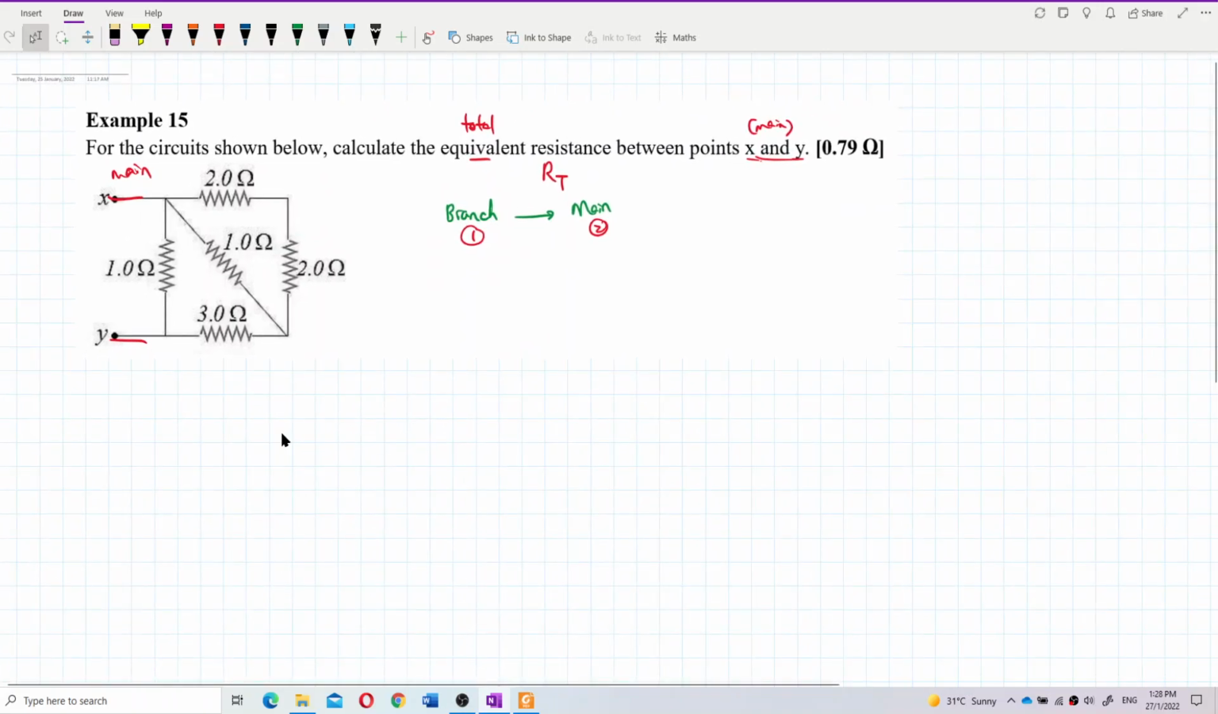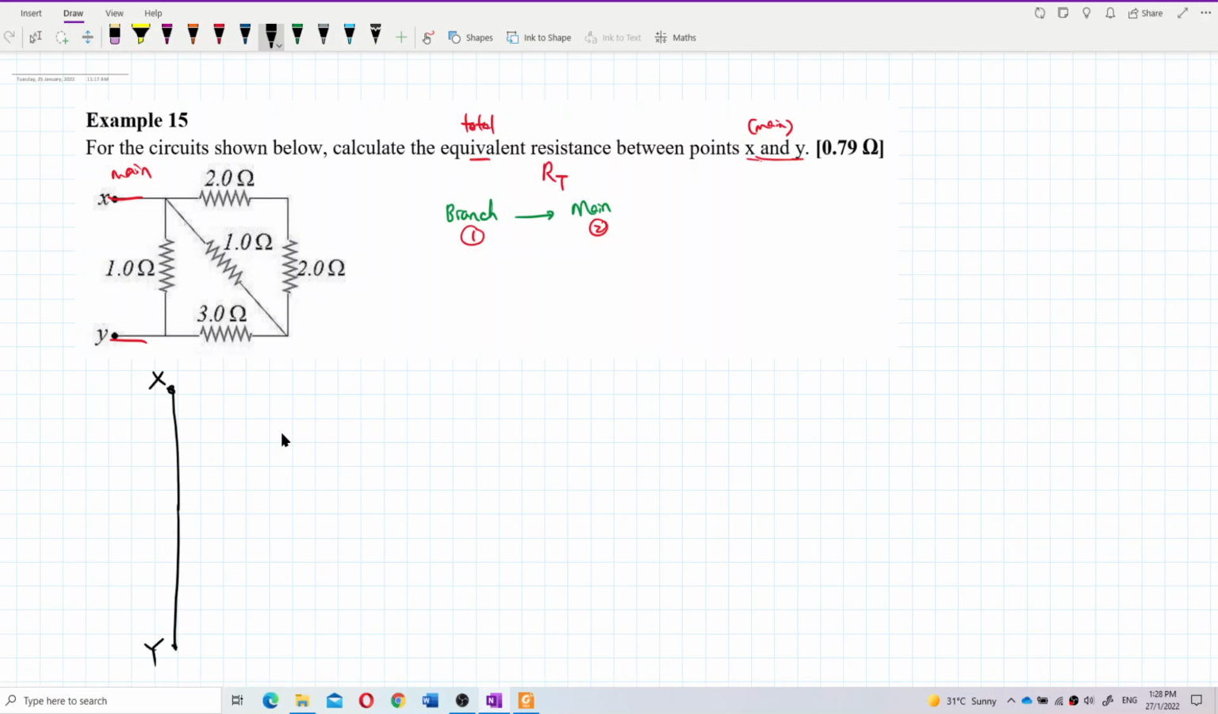Okay, I want to redraw. So this is the one, and this is X and this is Y, which may be connected to a battery. In between XY we have the 1 ohm resistor.